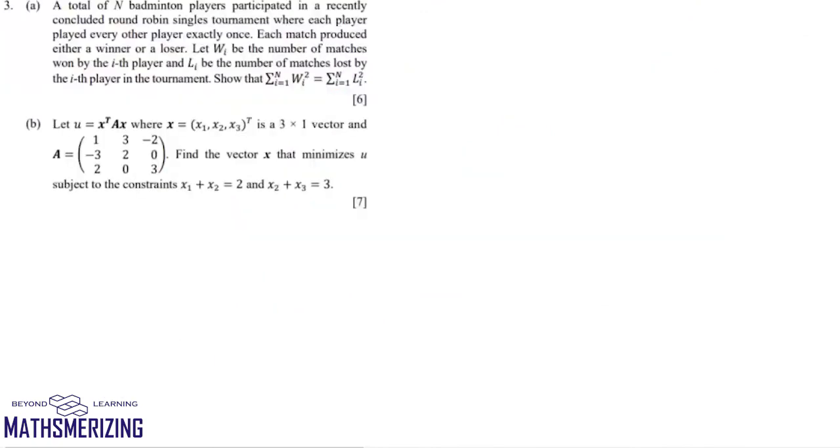Now question number 3a: a total of n badminton players participated in a recently concluded round robin singles tournament where each player played every other player exactly once. Each match produced either a winner or a loser. Let Wi be the number of matches won and Li be the number of matches lost by the ith player in the tournament. We need to show that summation Wi square is equal to summation Li square.